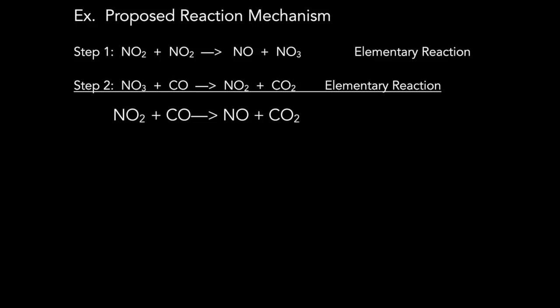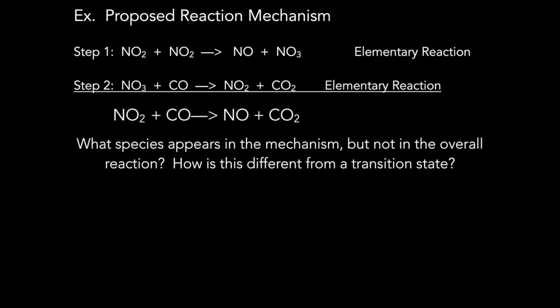Now, if you looked at that, you wouldn't have realized that there are 2 elementary steps that are needed in order to form that overall reaction. So that's what we're going to be dealing with in this section. So what species appears in the mechanism, but not in the overall reaction? And how are these different from the transition states?